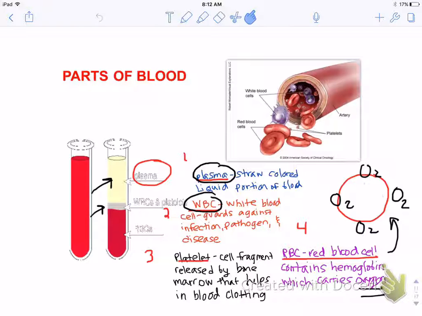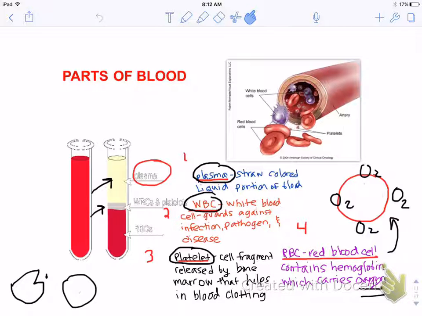And the white blood cells are like Pac-Man, and the white blood cells can destroy pathogens by taking them in and then breaking them down with enzymes. So they're a very important part of your immune system, and they're found in the blood. Your blood also contains platelets, and platelets are cell fragments released by the bone marrow that help in blood clotting.